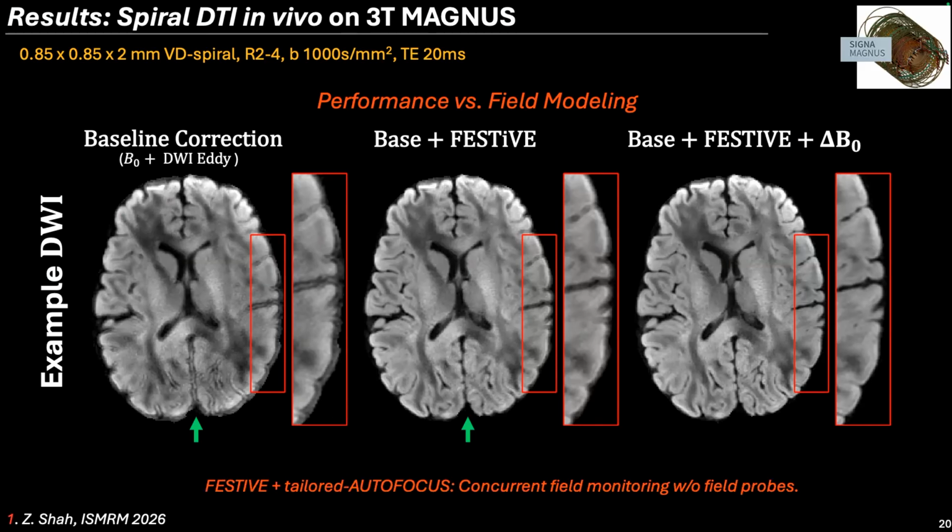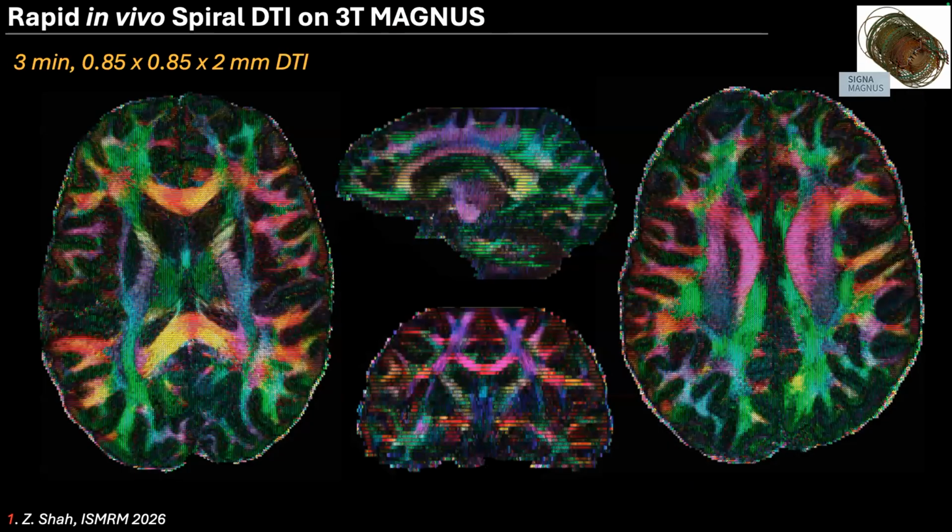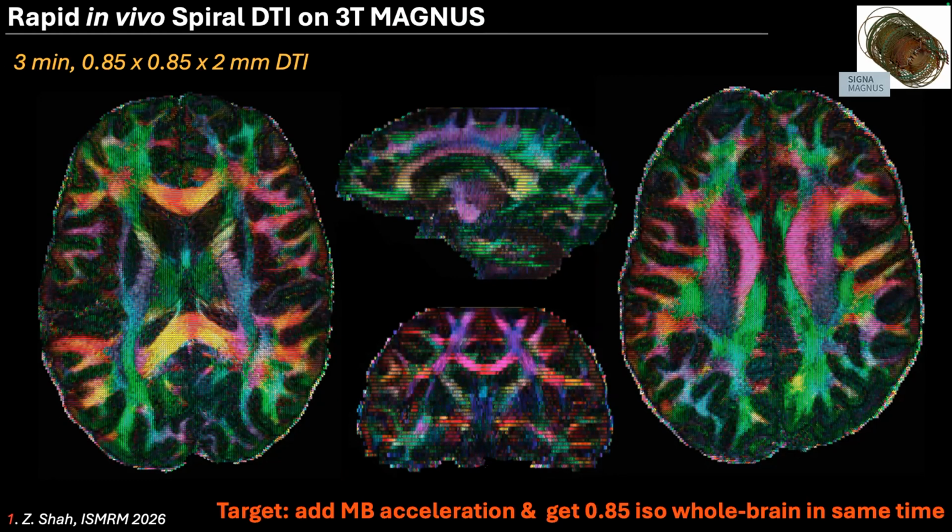Combining Festive with this tailored autofocus approach that we've developed, we can now do concurrent field monitoring without a field probe. This is preliminary data. With spiral, you get very short TE, less than 20 milliseconds in this case. We did 0.85 millimeter in-plane, 2 millimeter slice, 3-minute scan, V1000. You can get a pretty nice result here. We haven't put in the multi-band yet.